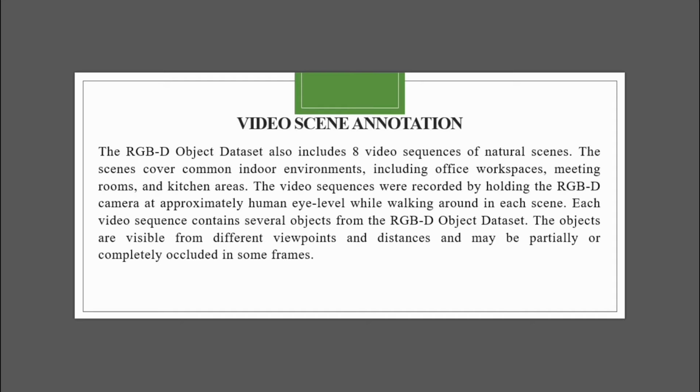Video scene annotation. The RGB-D object dataset also includes 8 video sequences of natural scenes. The scenes cover common indoor environments, including office workspaces, meeting rooms, and kitchen areas. The video sequences were recorded by holding the RGB-D camera at approximately human eye level while walking around in each scene. Each video sequence contains several objects from the RGB-D object dataset. The objects are visible from different viewpoints and distances and may be partially or completely included in some frames.